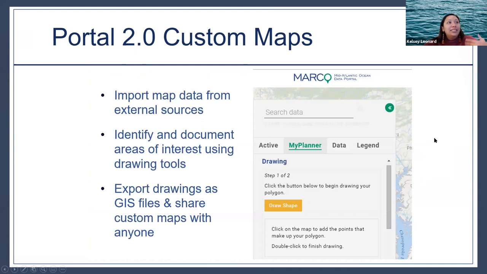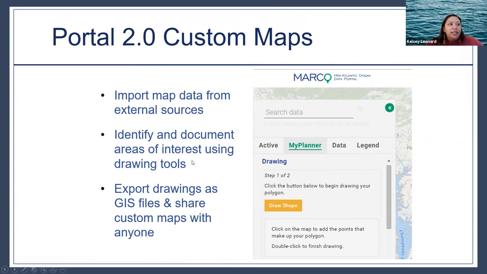And so in terms of creating custom maps, you got a great idea, but how do you put it into practice? We had to import map data from external sources. So we had to actually go and source the data if it already existed. If it didn't, then we have to find funding and resources to develop the data so that it can be captured in the future.